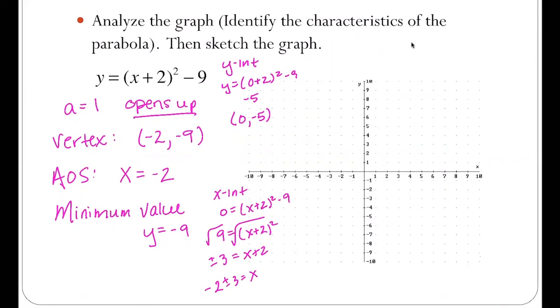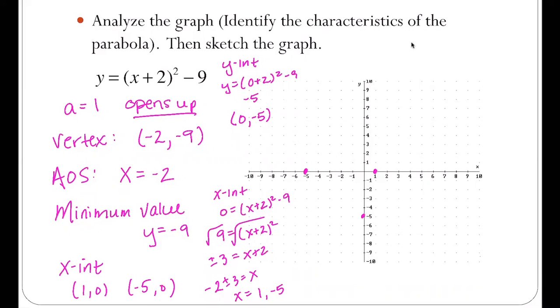Now we do have to work out these two different x values. So our x-intercepts would be -2 plus 3, which is 1, and -2 minus 3, which is -5. These x-intercepts also need to be written as coordinates. So they would be 1, 0 and -5, 0. So we're going to go 1 and 0 for our x-intercept, and then -5 and 0. And 0 and -5 is our y-intercept.